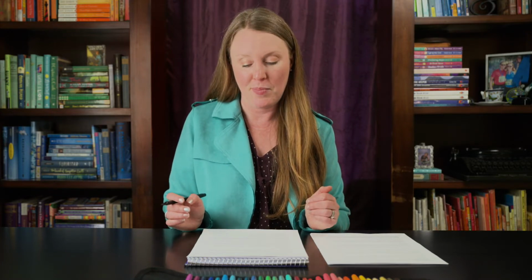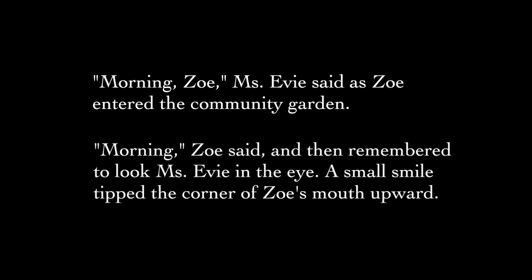Another way that we could start is with dialogue. Here's an example of how I might do that. "Morning, Zoe," Ms. Evie said as Zoe entered the community garden. "Morning," Zoe said, and then remembered to look Miss Evie in the eye. A small smile tipped the corner of Zoe's mouth upward.